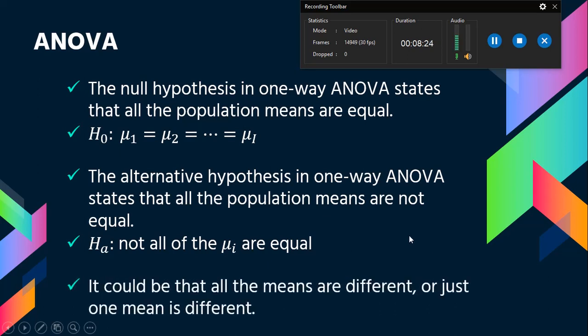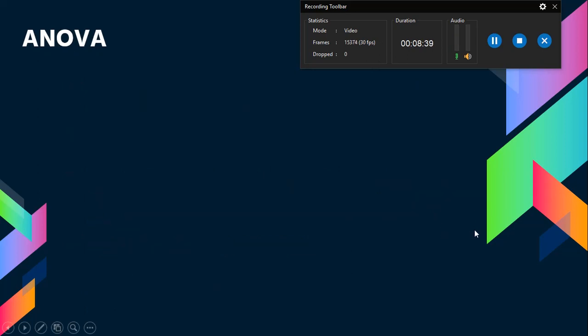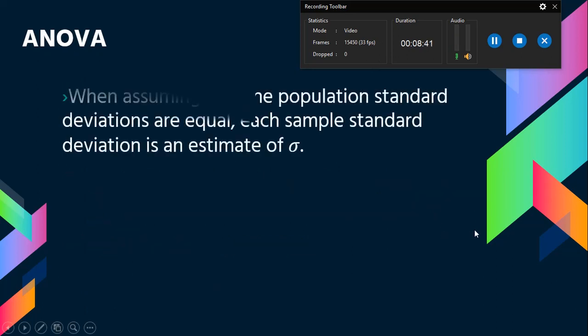And remember, when we finally have evidence, it could show us that the means are different. Doesn't mean that they're all different. It could just mean that at least one is different. And then we'll use graphical data and other methods to confirm that. Because we don't know standard deviation, we're going to use the sample standard deviations to estimate sigma.